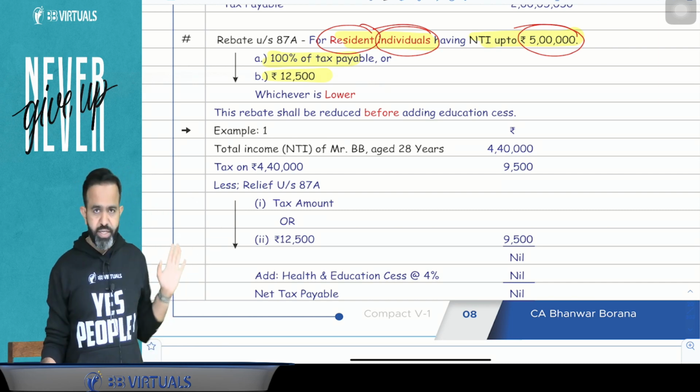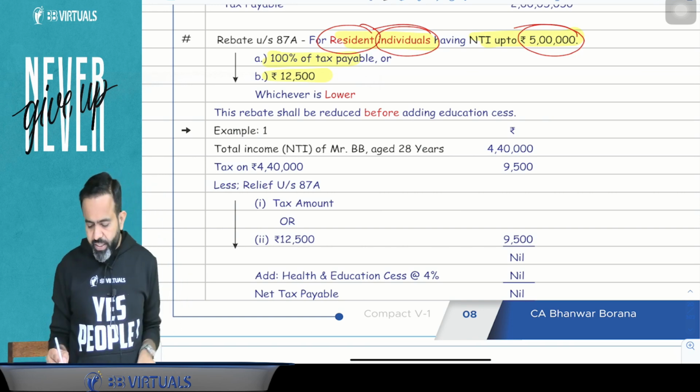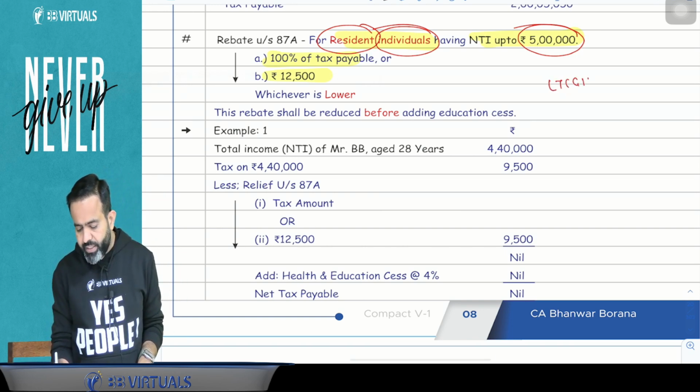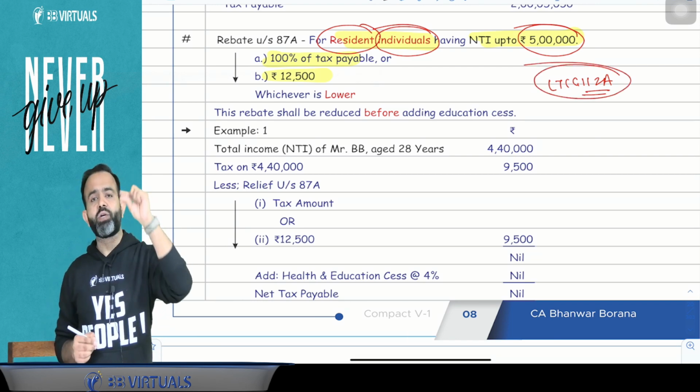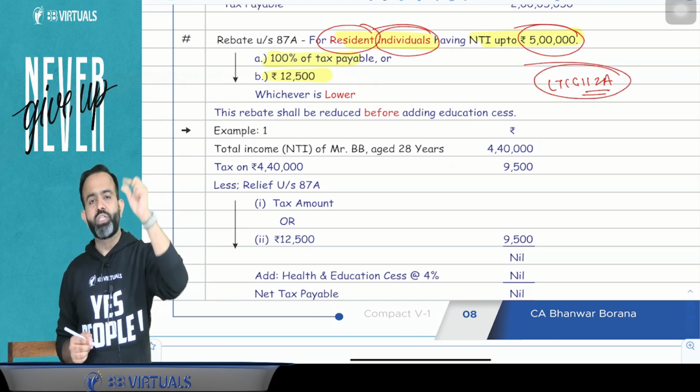But remember one point here, guys, this rebate is not applicable against the long-term capital gain under section 112A. Long-term capital gain under section 112A is a long-term capital gain from the share market, and that is taxable at the rate of 10% in excess of 1 lakh.